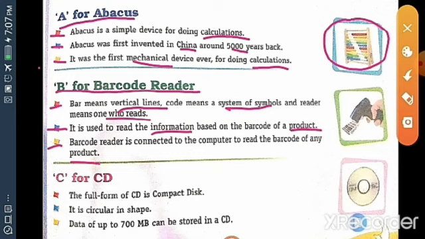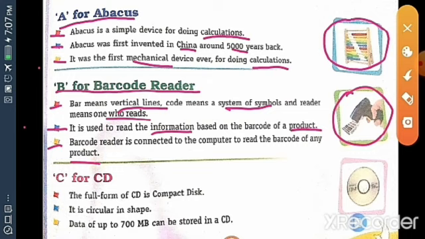Okay, now what is barcode reader? Barcode readers, price scanners, point of sale scanners or barcode scanners are generally found in supermarkets and large departmental stores. It is a type of scanner which is used for reading printed barcodes. I think you all are familiar with barcode reader. See, this is barcode reader.